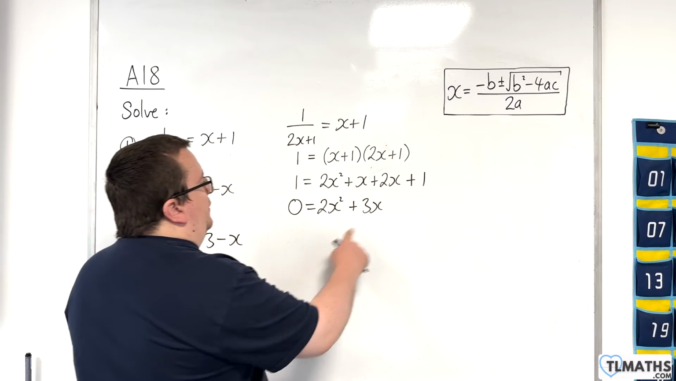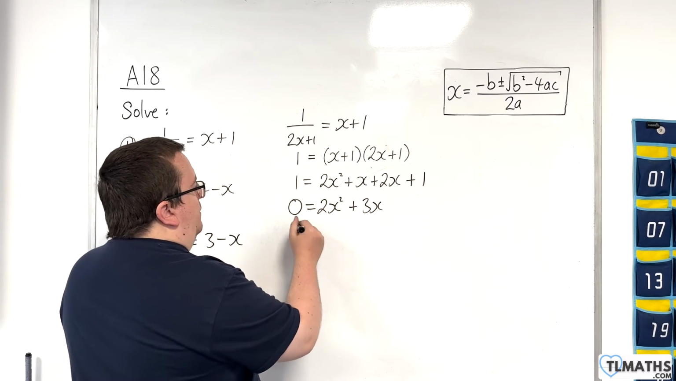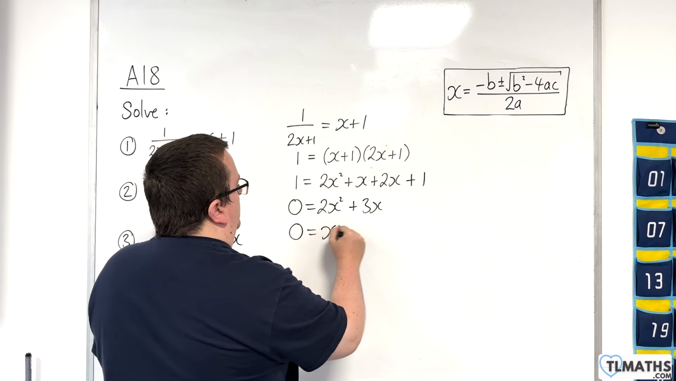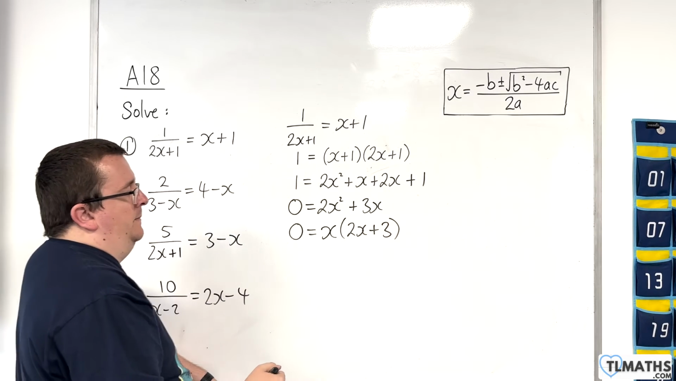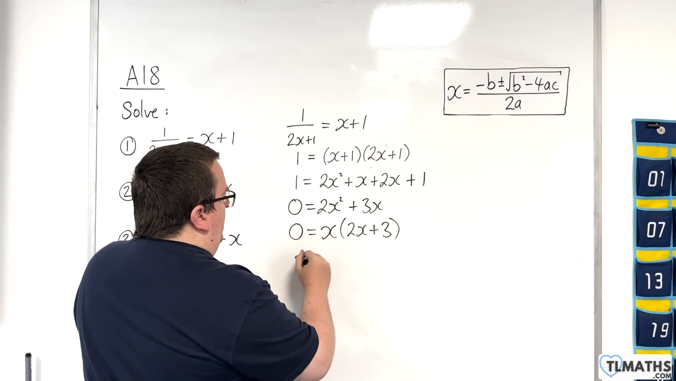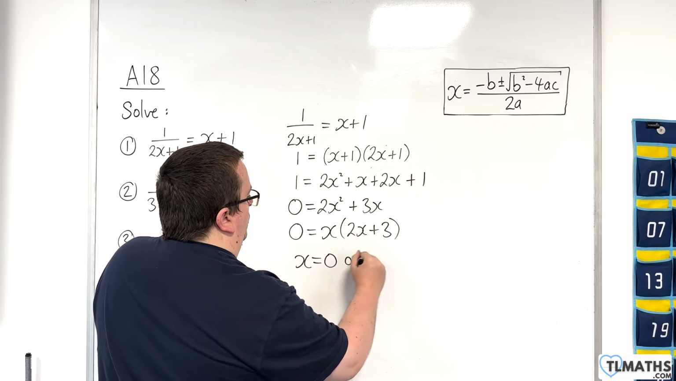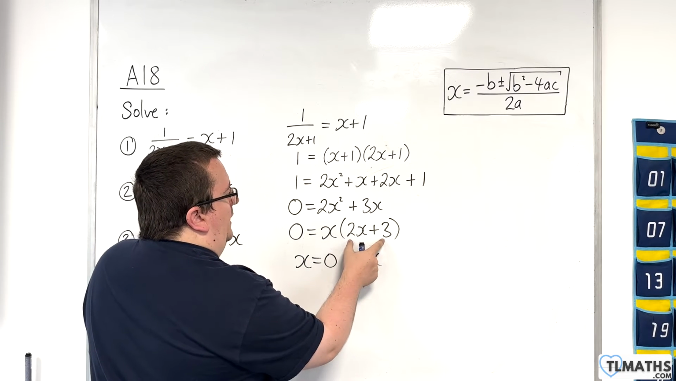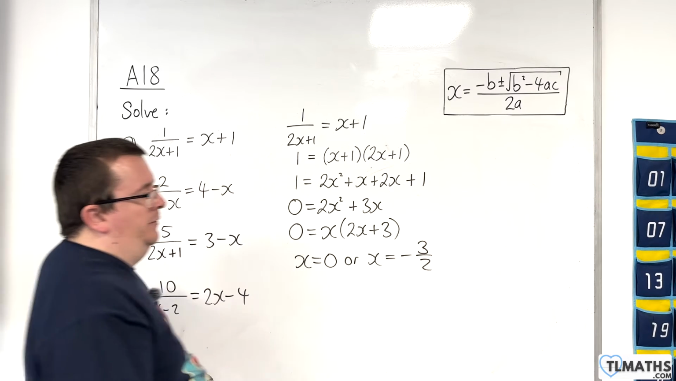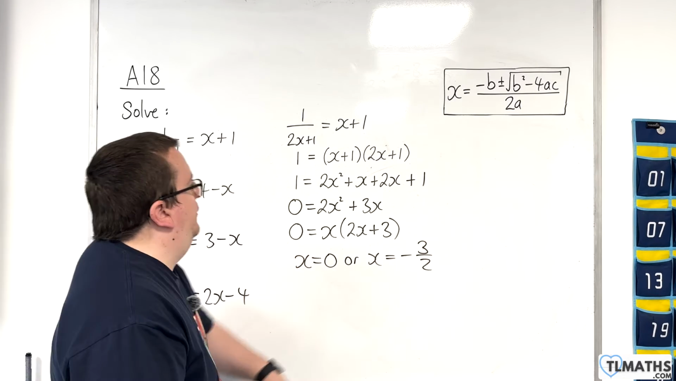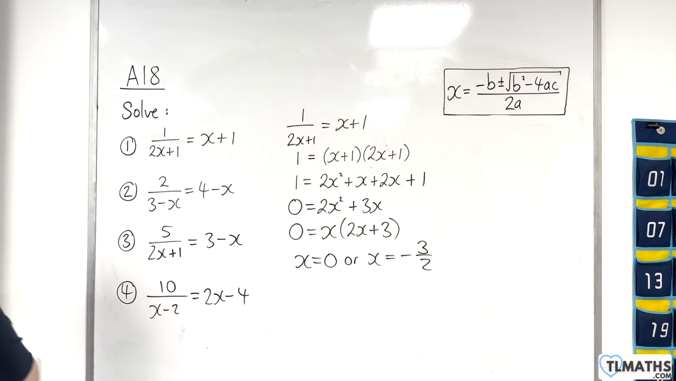So we're left with this equation here. Now we can solve this equation by factoring out the x and getting a single bracket of 2x plus 3. So either the x is 0 or this bracket is 0, which means that x would have to have been minus 3 halves. And they're my two answers for number 1.